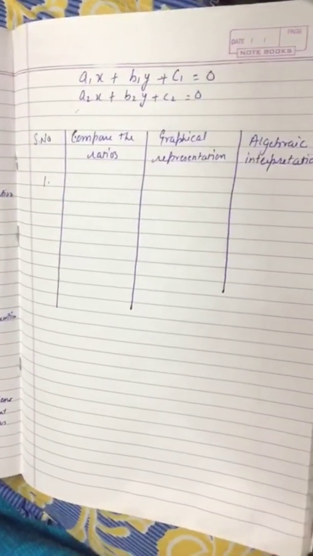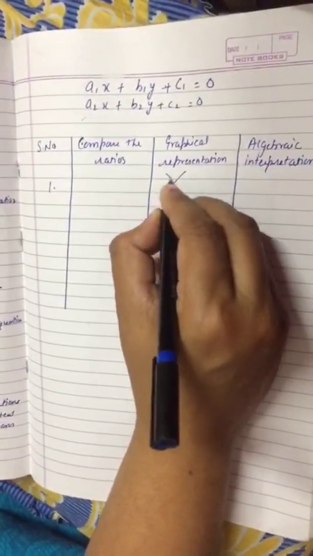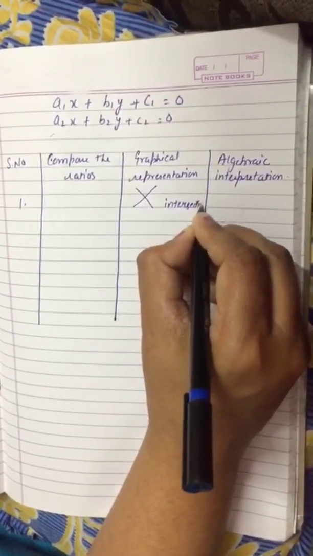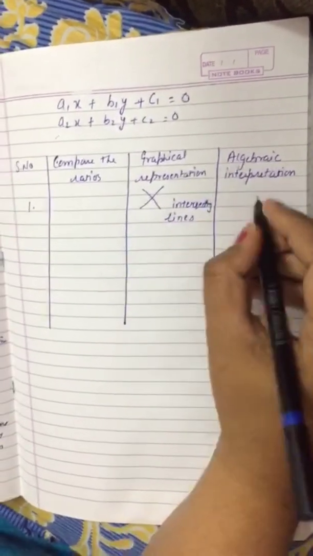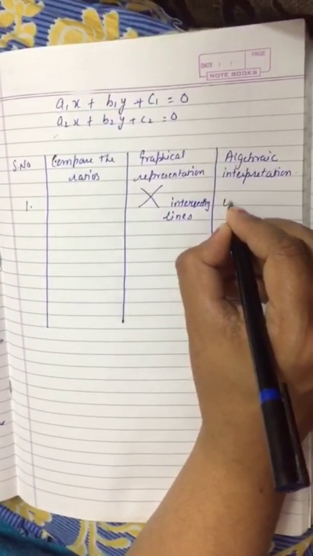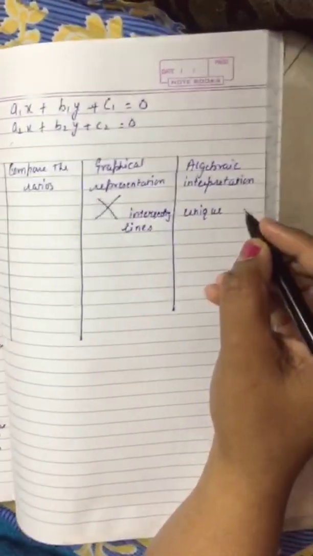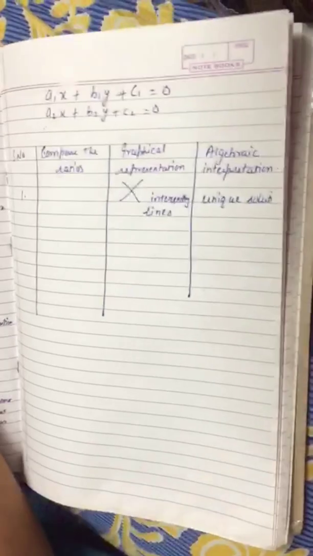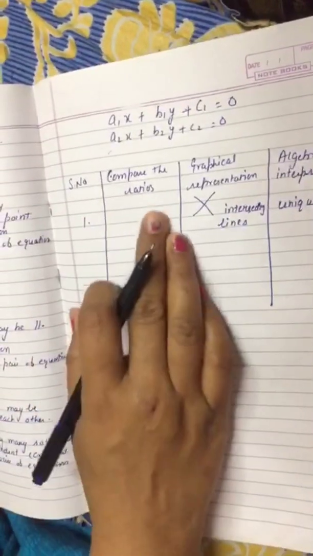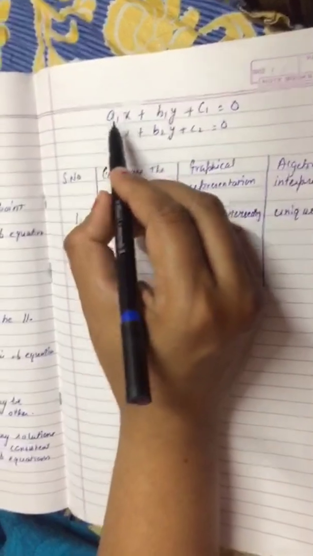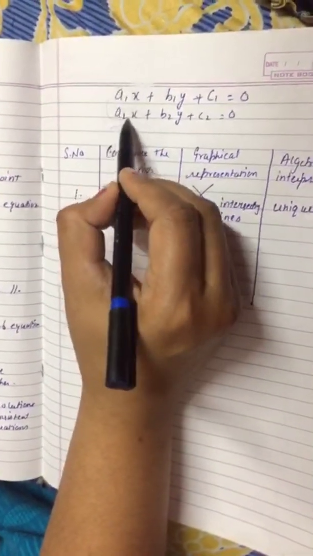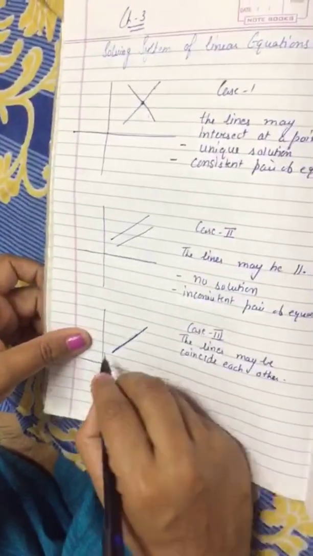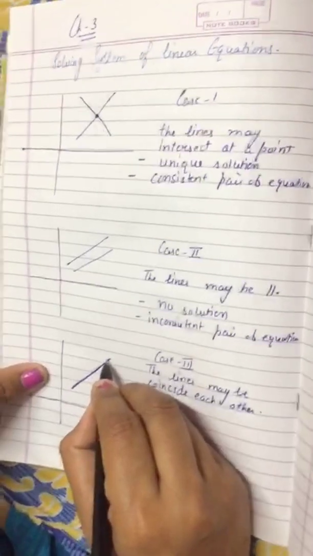First case, when the lines intersect each other: intersecting lines. For intersecting lines, the two lines have one solution, meaning a unique solution. If we compare the ratios, we compare the coefficients only. a1 by a2 will not be equal to b1 by b2.